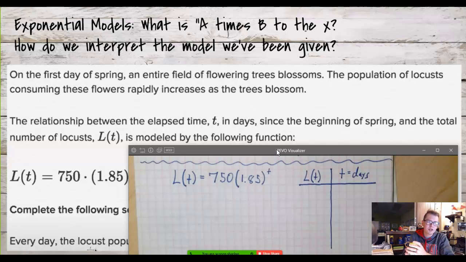Build this table to show me the first week. What happens to the amount of locusts in the first week? Don't just jump to day 7. Let's build it for each day.